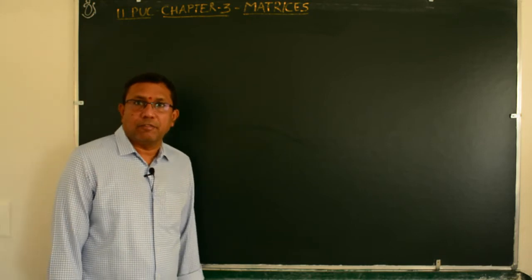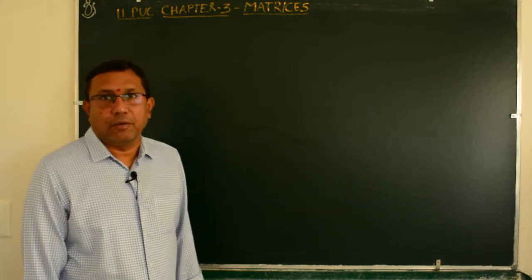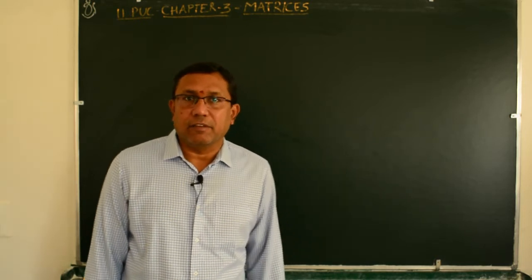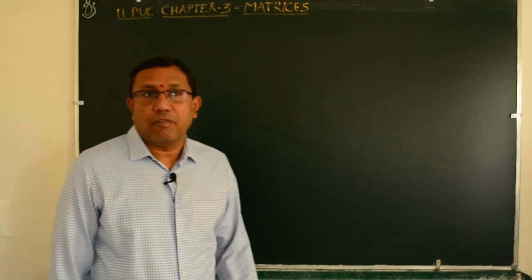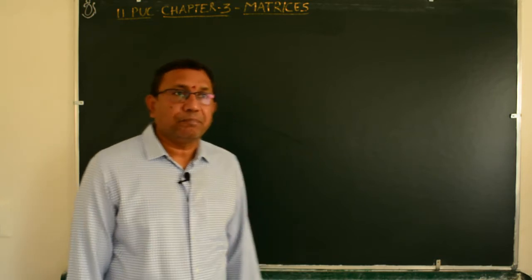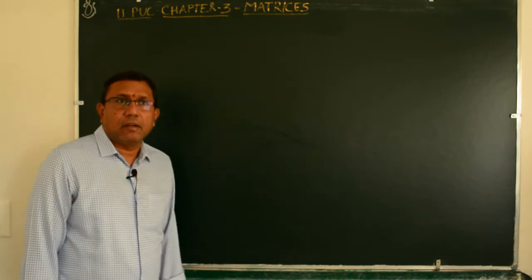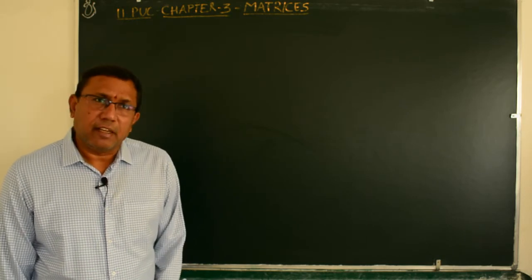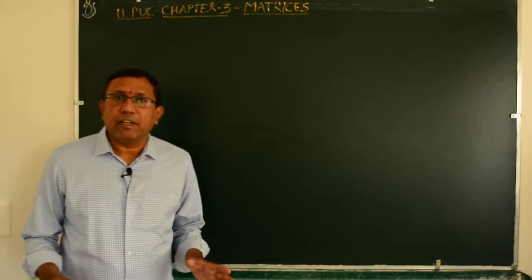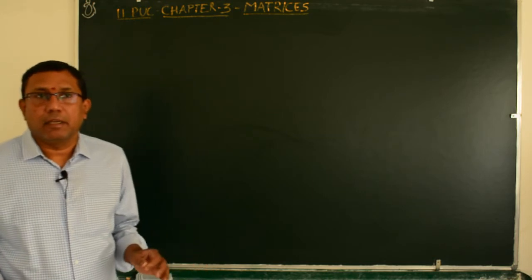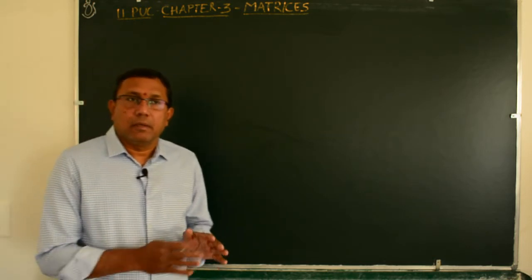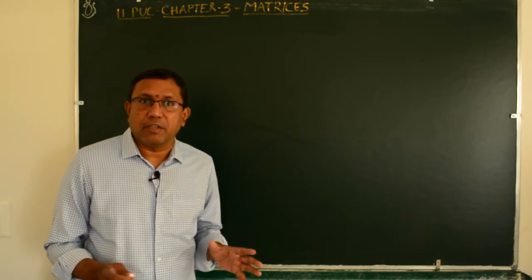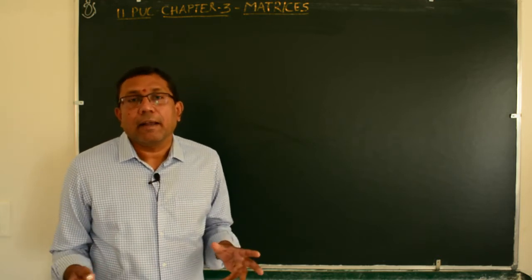We have given an introduction video. As per that, we are starting matrix theory, which is chapter 3 of the second PUC syllabus. Let us understand what matrix theory is. Matrix theory is nothing but an arrangement of numbers in proper rows and columns. It's just an arrangement of numbers in rows and columns.